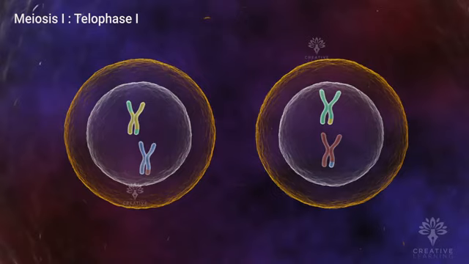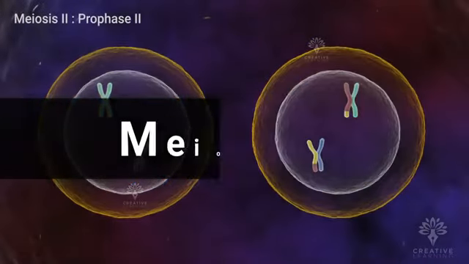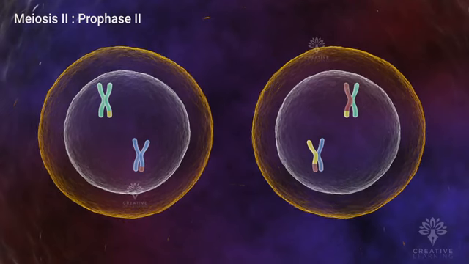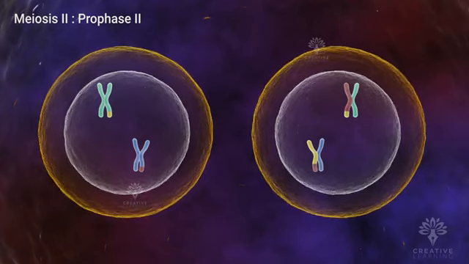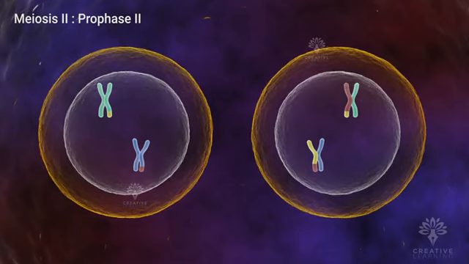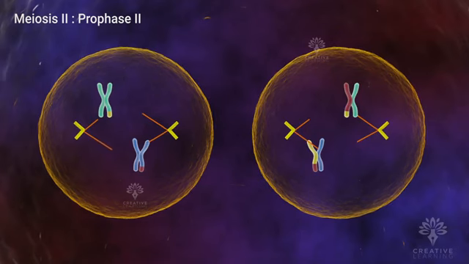Each haploid cell contains only one set of chromosomes consisting of paired sister chromatids. Both cells now enter the next stage, meiosis II. However, unlike meiosis I, DNA is not replicated before meiosis II begins. Also in prophase II, the nuclear envelope disappears and spindle fibers fan out from the 2 sets of paired centrioles.